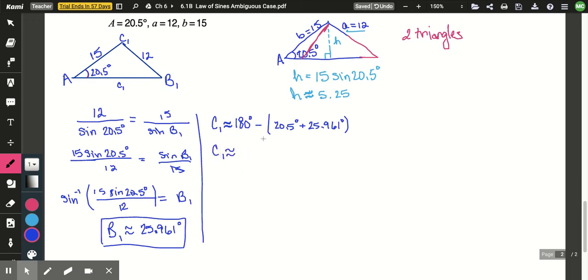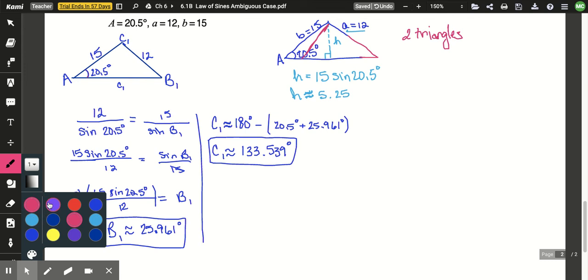And then I'll pop that in my calculator, and I got 133.539 degrees. So now I have all three angles for this first triangle. The only thing I have left to find is little c1, side c1. So now I'm ready to use the law of sines again. I'm going to change colors.